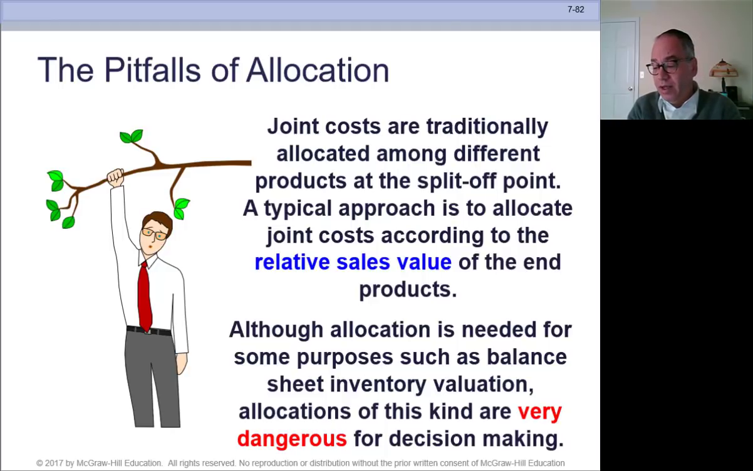So for example, if you have a single raw material that's going to be split off into two products, and one product is worth twice as much as the other, then that more valuable product, A, will get 2/3 of the cost, and the less valuable product is going to get 1/3 of the cost. And these allocations can be very confusing because they can lead to a lot of bad decisions, and you've got to be extremely careful about that.